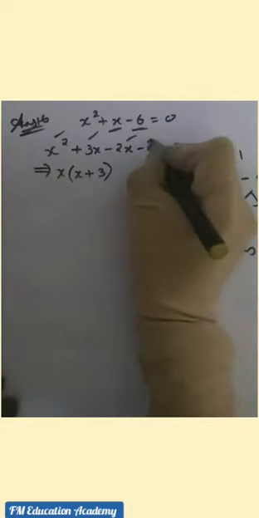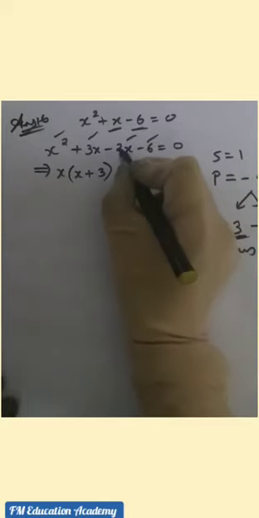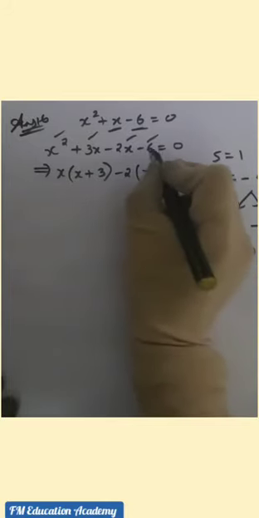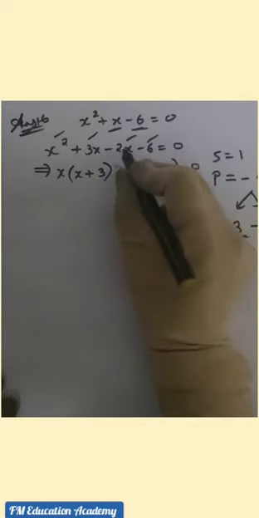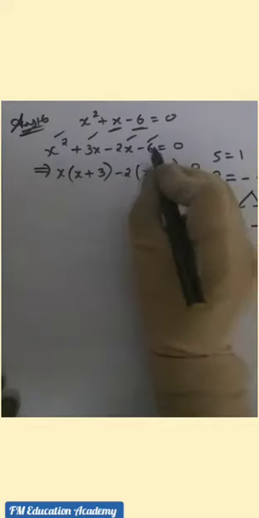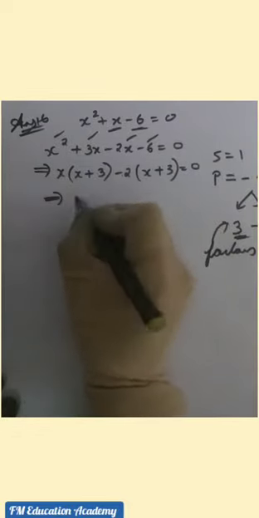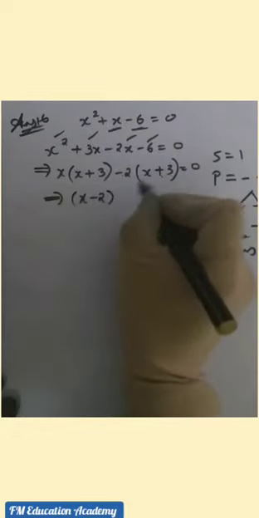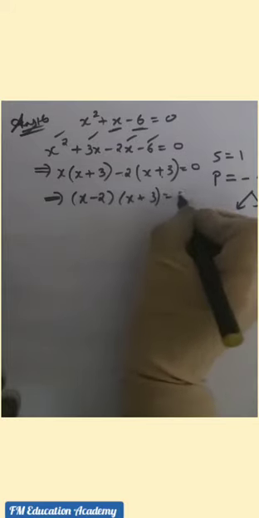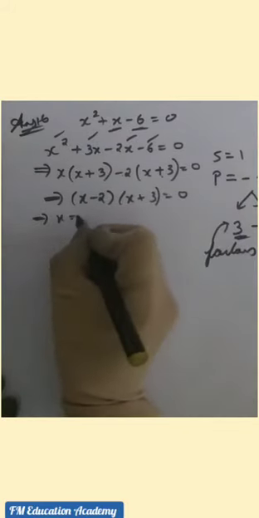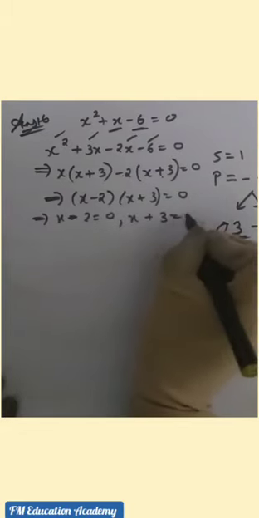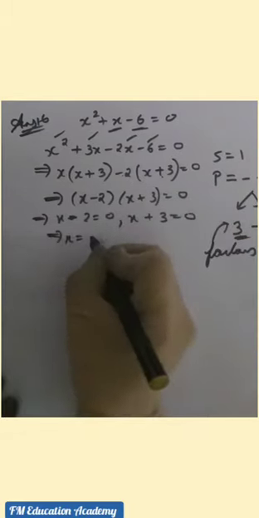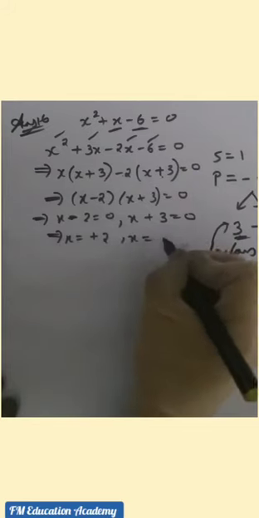In between these two you can take minus 2 common. So if you take minus 2 common, x is remaining. If you take minus 2 common here, plus 3 will be remaining here. See, minus 2 into x is minus 2x, minus 2 into plus 3 is minus 6. So x minus 2 we should write in one bracket, and x plus 3 we should write in another bracket. So we got the value of x minus 2 is equals to 0 and x plus 3 is equals to 0. So we have x is equals to plus 2 and x is equals to minus 3.